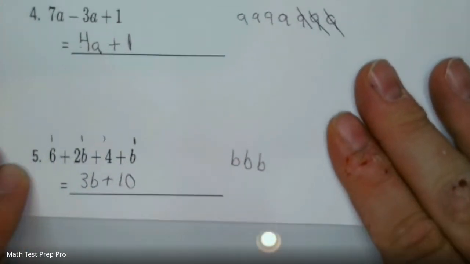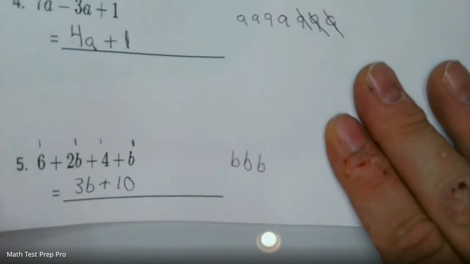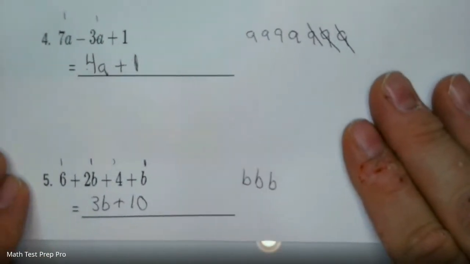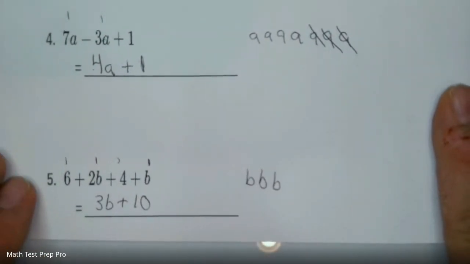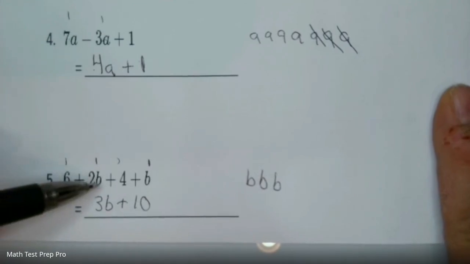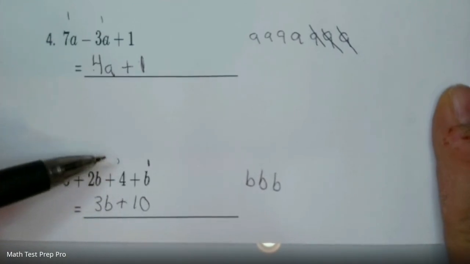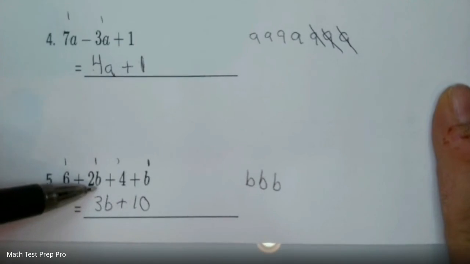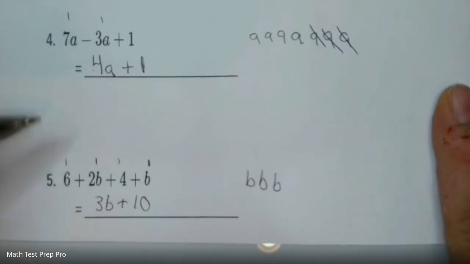And the last one, sorry, paper starts to wrinkle. Last one, number 5, 6 plus 2b plus 4 plus b. I combine the two like terms with the b variable. 2b plus b is 3b. 6 plus 4 is 10. Gives you an answer of 3b plus 10.